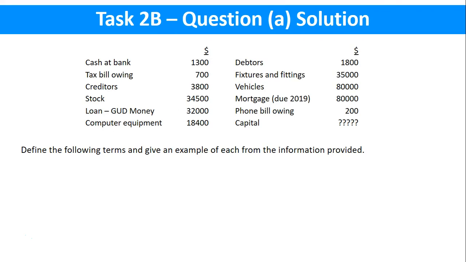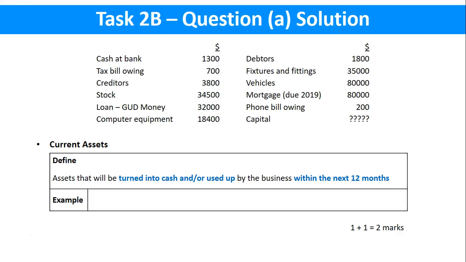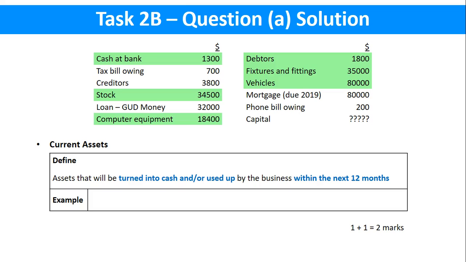What we've been asked to do is define the following terms and give an example of each from the information provided: current assets and non-current liabilities. Let's have a look. A current asset is an asset that will be turned into cash and or used up by the business within the next 12 months. Looking at the examples there, we've got all those assets in green.